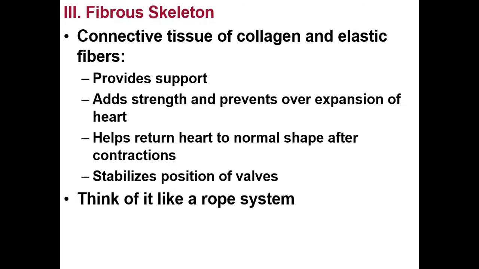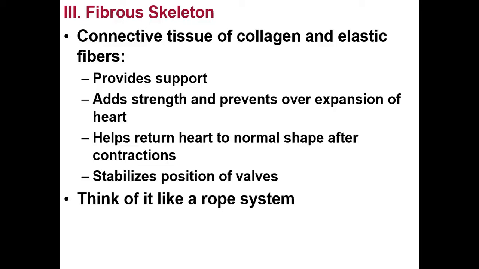All right. The next little portion we're going to go over is that your heart actually has a fibrous skeleton, and it's mostly made of collagen and elastic connective tissue. Connective tissue, keep in mind, connects things together. What this does for you is provide a support framework. It adds strength and prevents overexpansion of the heart. That's really important because your heart contracts and fills with blood and expands, and then it contracts again and forces blood out.